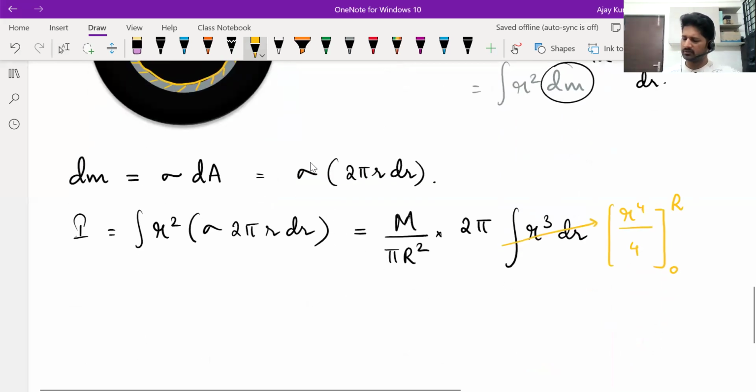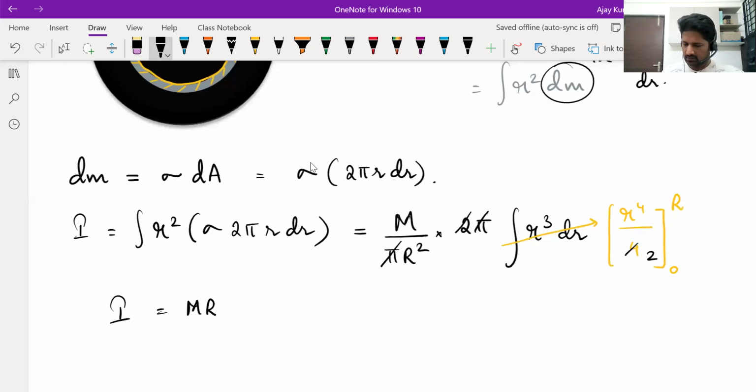And when you substitute the limits in the integral, it becomes r power 4 by 4. Pi gets cancelled. R power 4 and r square, 1 r square will remain in the numerator. 2 and 4, 1, 2 will remain in the denominator. The answer you get will be m r square by 2. Is this clear to all of you? If you have any doubts, you can ask.